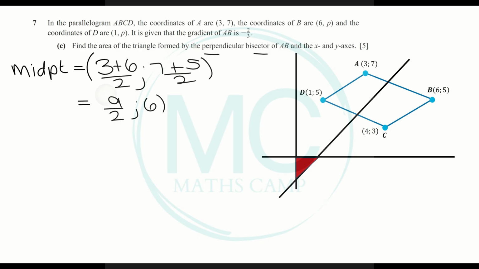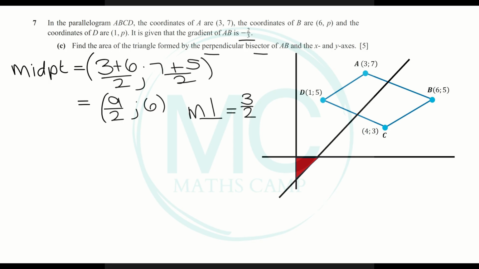This is the midpoint. These are the coordinates we're going to use to find the equation of the line. But we also need a gradient. This line is perpendicular to AB, and the question has told us that the gradient of AB is negative 2 over 3. So to find the gradient of the perpendicular, we flip the fraction upside down and change the sign. And we now have positive 3 over 2.